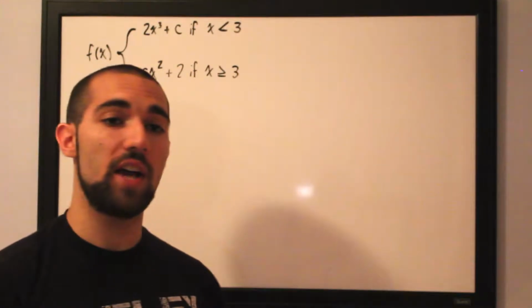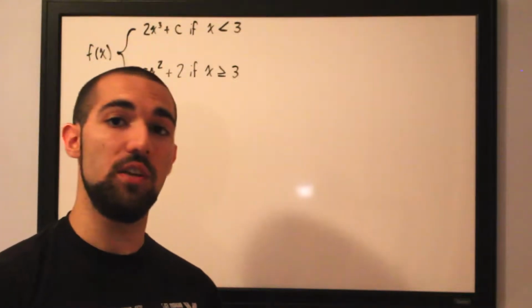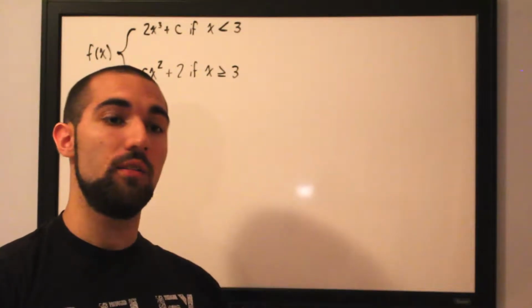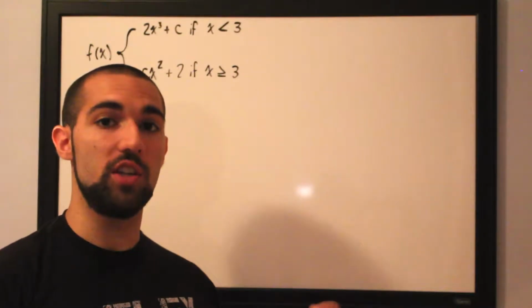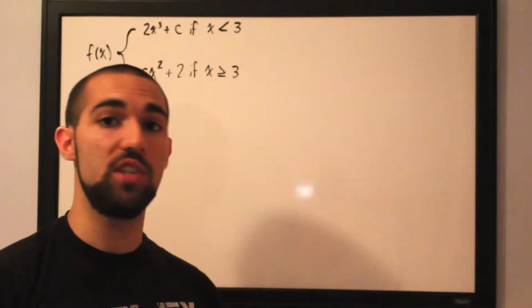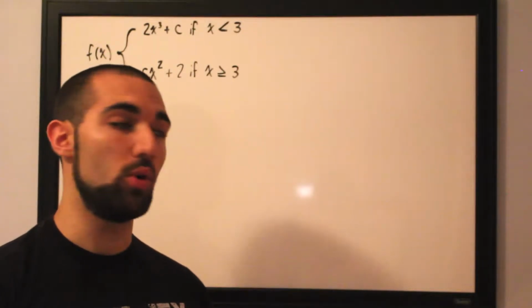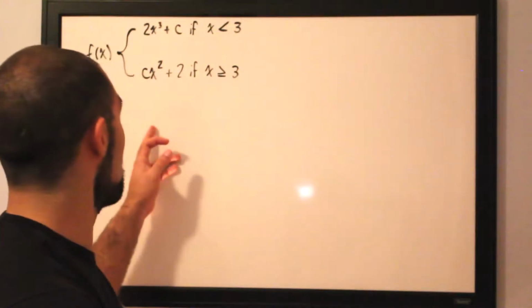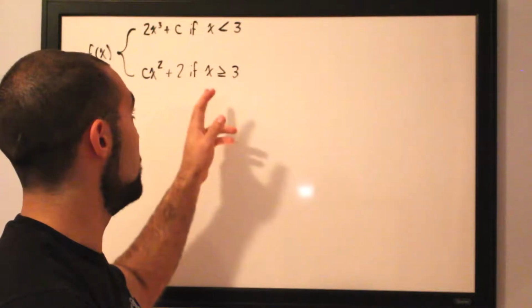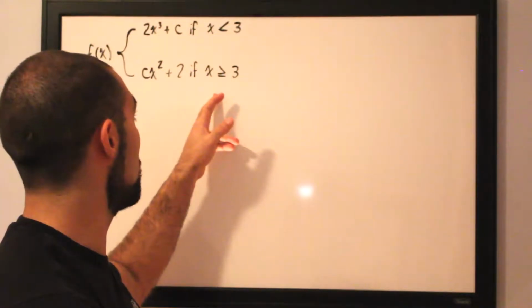And essentially what they're asking for in this question is find the c value that's going to make this function continuous everywhere. There's only going to be one c value that makes it continuous. Everything else is going to make a hole in the function if you were to try to plug it in. So the first thing that we're going to do is we can tell that there's going to be a discontinuity at x is equal to 3.